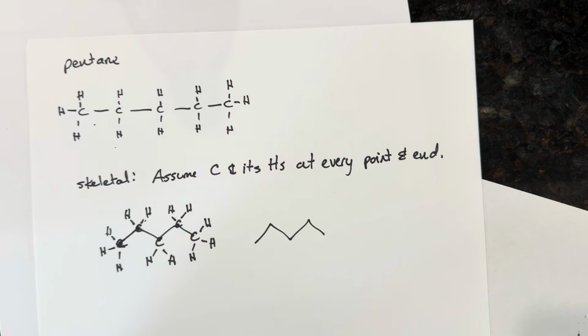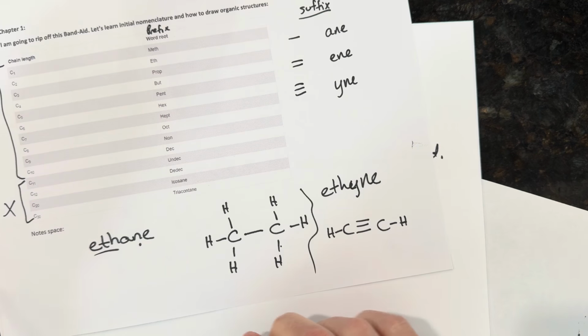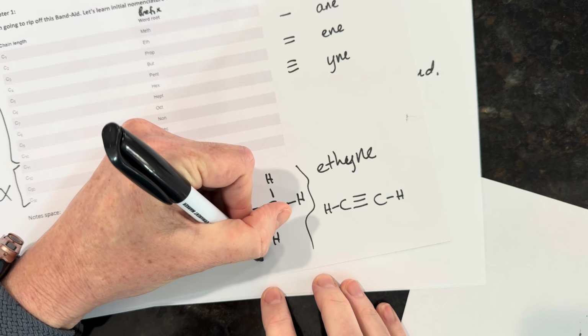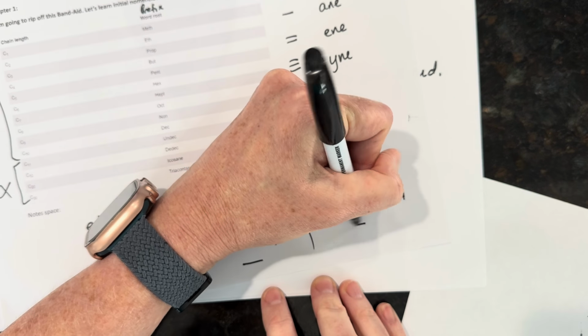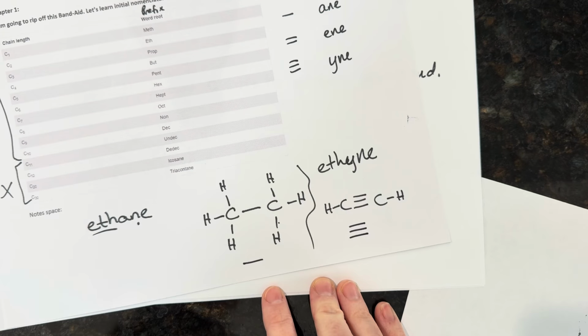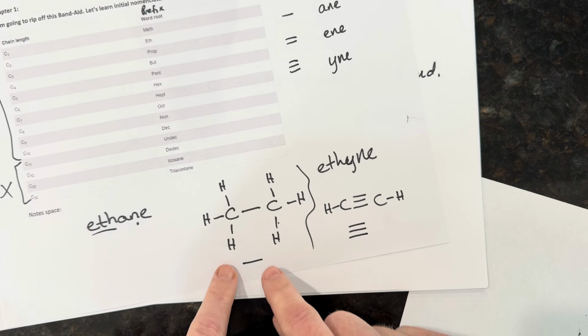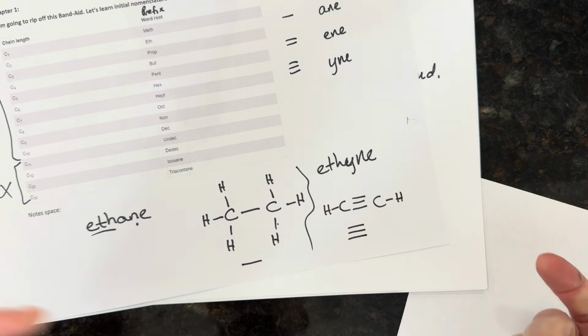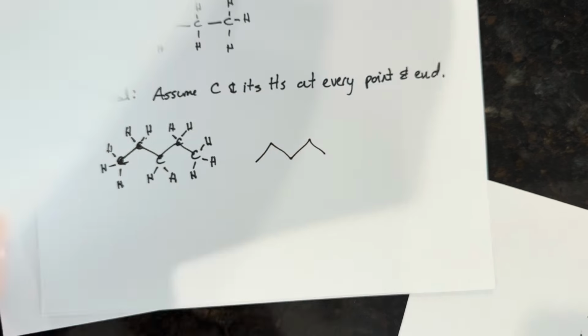Okay, going over to ethane and ethyne, a little bit harder on these because there's only 2 carbons, but ethane would have just been a line, and ethyne would have been 3 lines like that to represent it. So again, at every end, there's a carbon, and here there's a carbon with associated hydrogens. Okay, let's move it up a notch.